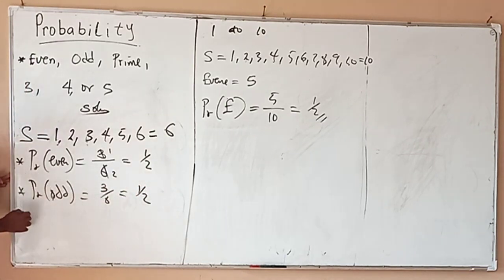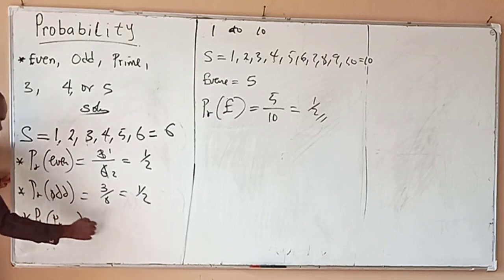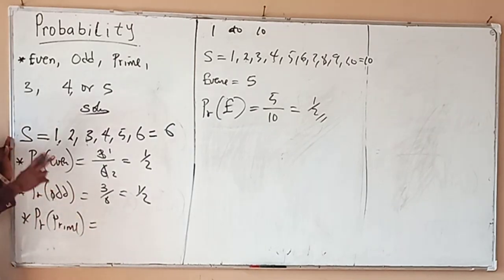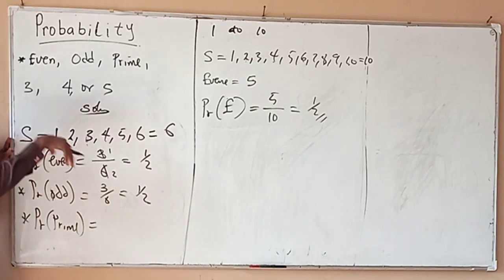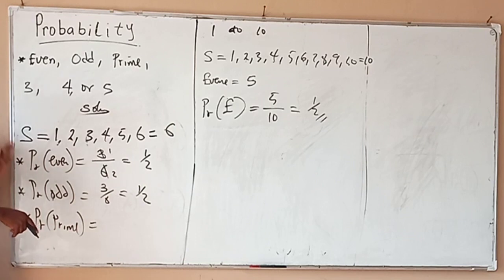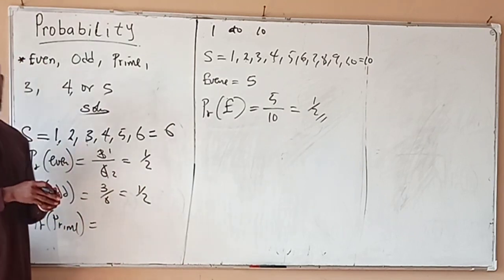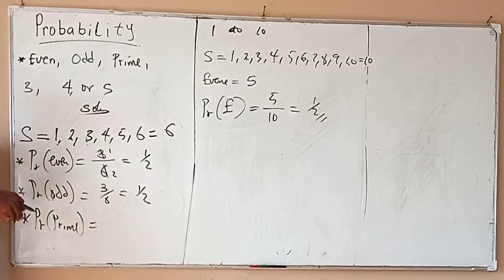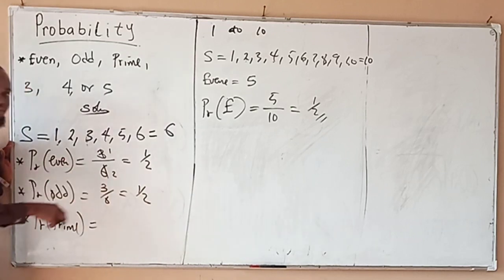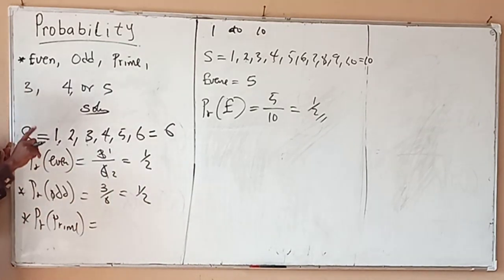Now, what is the probability of having a prime number? Prime numbers are numbers with exactly 2 factors, which are the number itself and 1. That is the only number that can divide the number I'm talking about. That's what we call a prime number: a number that can be divided by just 2 numbers, 1 and itself. Note that 1 is excluded.